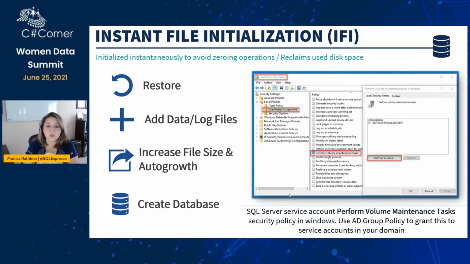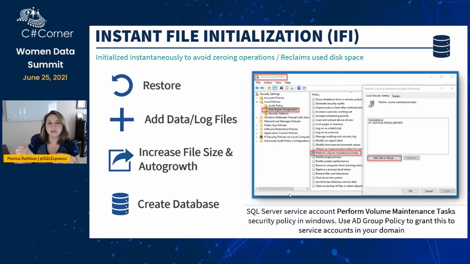So if you look at your local policy here, inside your SQL Server, you need to make sure under local policy that your SQL Server service account, whatever is running SQL Server, has the rights to perform volume maintenance tasks. Or if you have an AD group policy, make sure it's there. What this allows you to do is when you create a file, you restore a file, you add a data file, you have an auto growth event, you create a database.